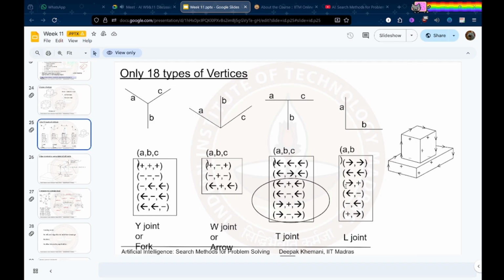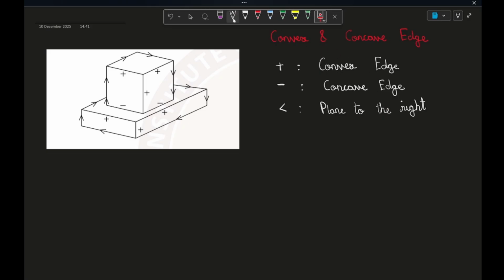Next is this. I don't think this is something we need to memorize. This should be given because this is hard to memorize. There are 18 types of vertices. If we were to categorize them, vertex categories, the ones I can think of off the top of my head is firstly the Y joint.